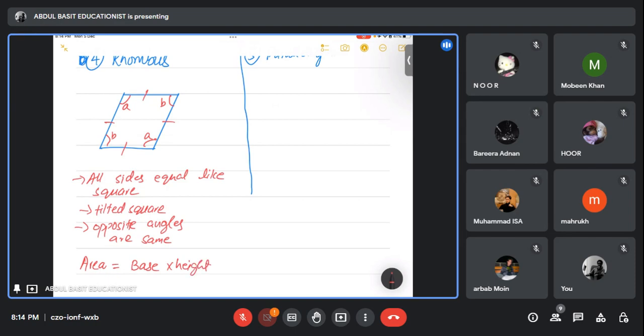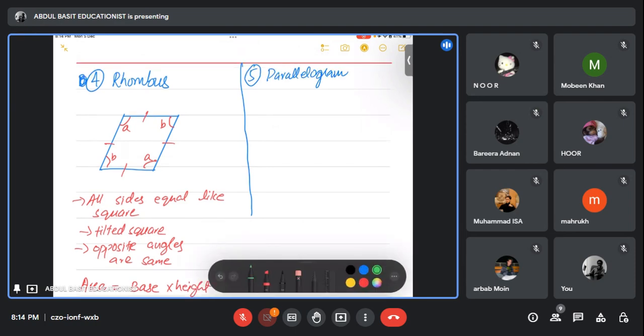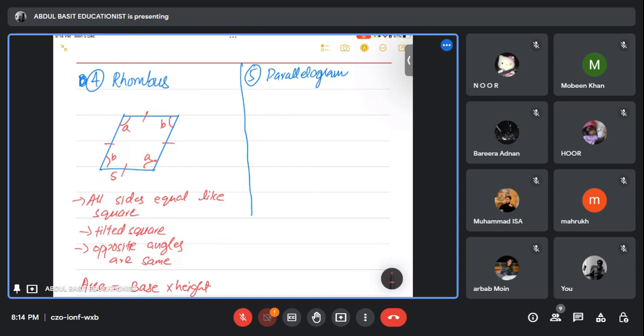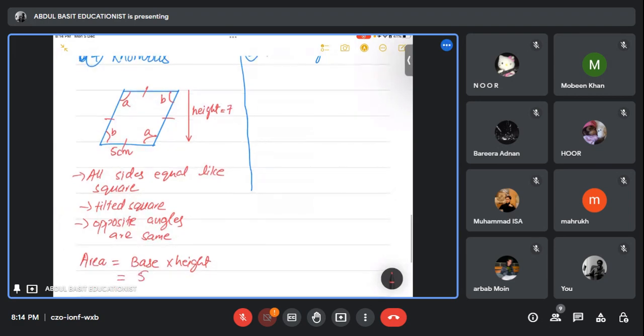Okay, now the question is what a height is. So height is always a straight line, remember that. Don't confuse yourself with anything else. So for example, if this 5 centimeter is the base of this rhombus, and according to the definition all sides would be 5, but the height is this straight line. Remember that height is always straight, so that is the height of the rhombus. So for example, if the height of the rhombus is 7, and the base is 5, then 5 sevens are 35 centimeter square.